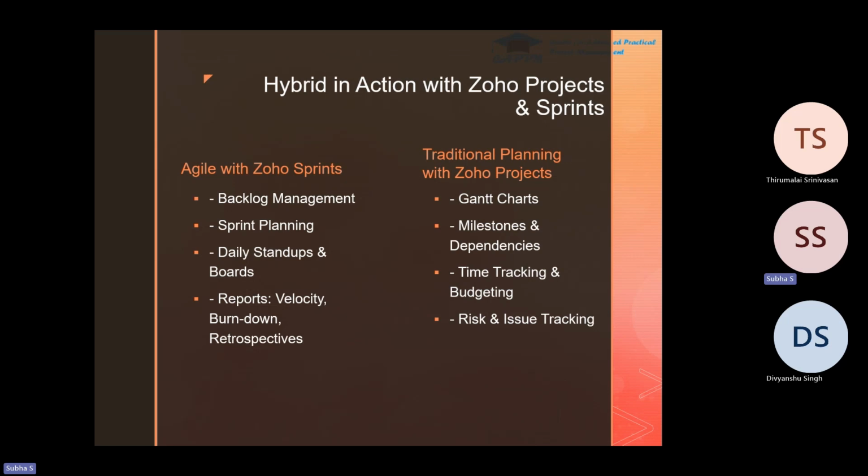So in Zoho Projects, you can create your project scheduling, Gantt chart, milestones, dependencies, everything in a waterfall approach. And Zoho Sprints is the agile management technique which manages your backlog, sprints, releases, everything, which aligns with the agile approach. So you can integrate both Zoho Projects and Sprints to have a hybrid approach for your projects.